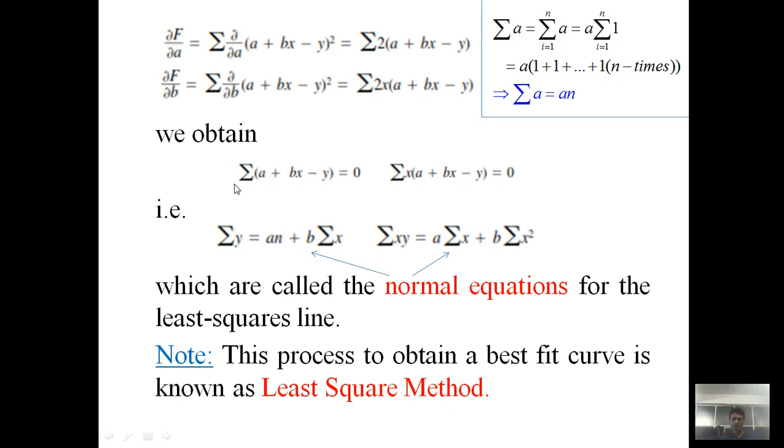So this first term, the sum of a, is an. The sum of bx, b is constant, so take it outside: b into the sum of x. In the same manner, expand this summation, so we get the sum of xy is a times the sum of x plus b times the sum of x square. These two equations are known as the normal equations when we have to find the least square line. And the whole procedure that we have studied from the start of the presentation is known as the least square method to find the least square line.